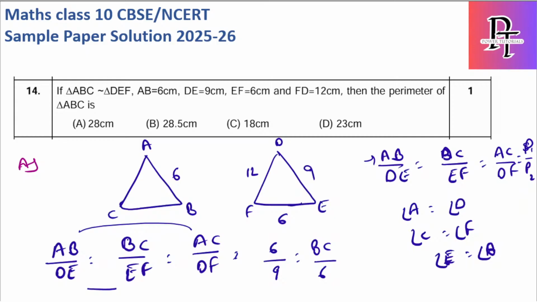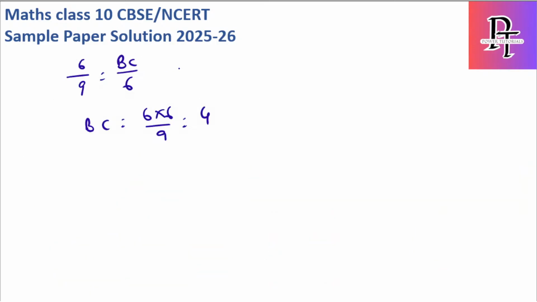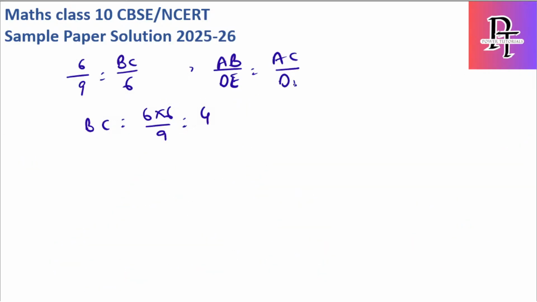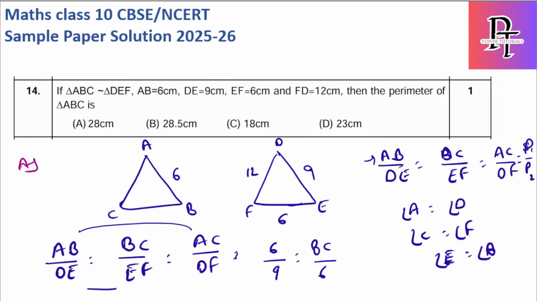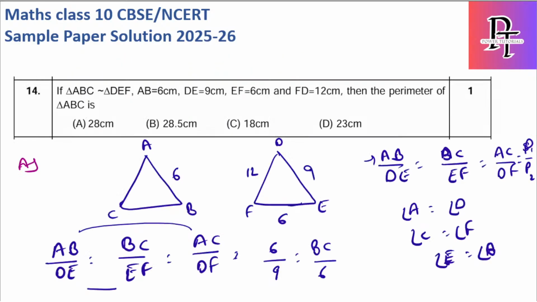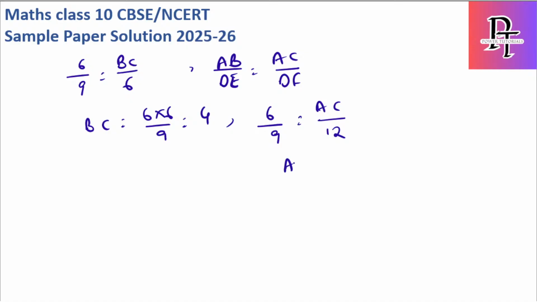Second, AB by DE is equal to AC by DF. AB we have, which is 6. DE is 9, is equal to AC, which we need to find, and the DF value is 12. So AC is equal to 6 into 12 by 9, which is 72 by 9, which is 8.